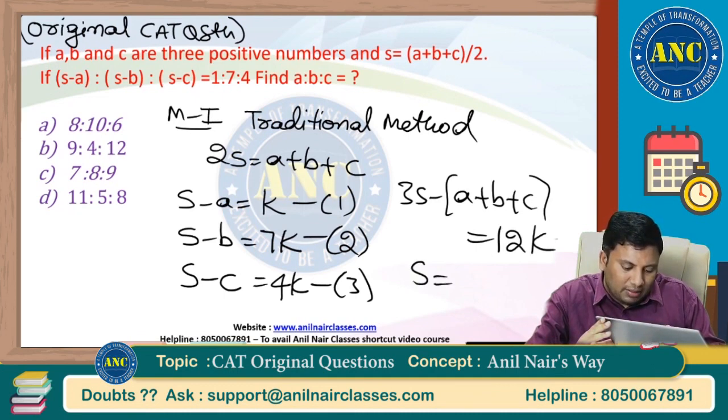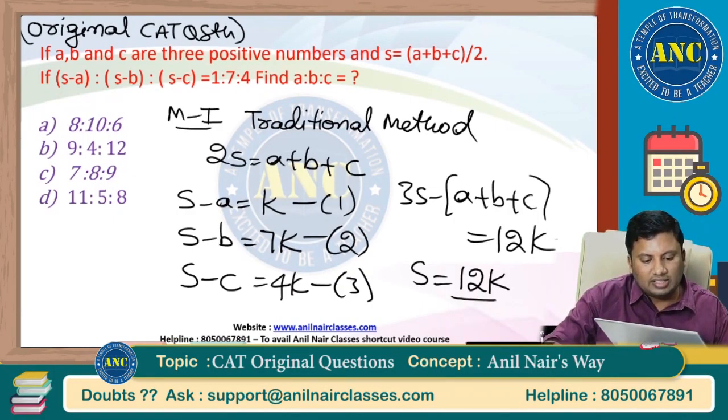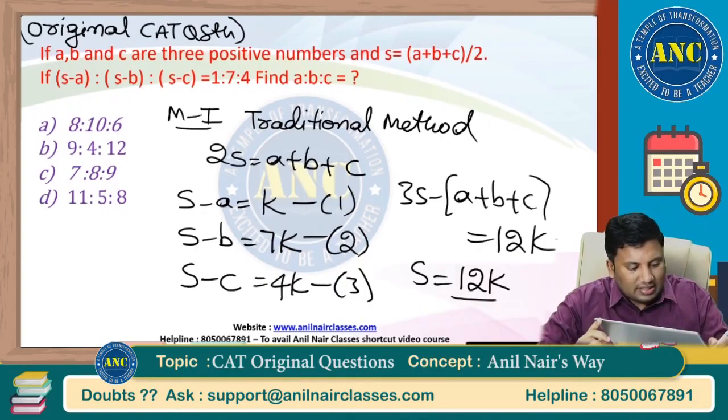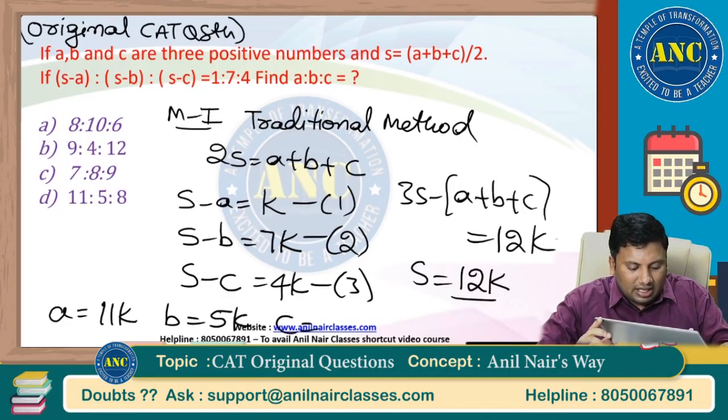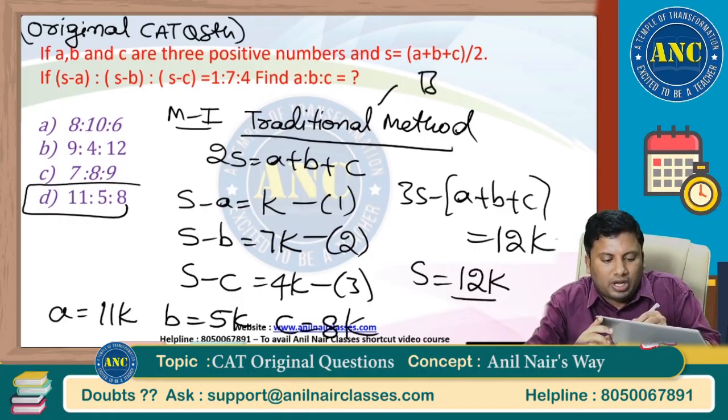S is nothing but 12k. I hope it is clear. So the answer is nothing but 12k minus k, 11k. It is nothing but 5k. It is nothing but 8k. This is what most of the students will solve it. This is a bookish method.